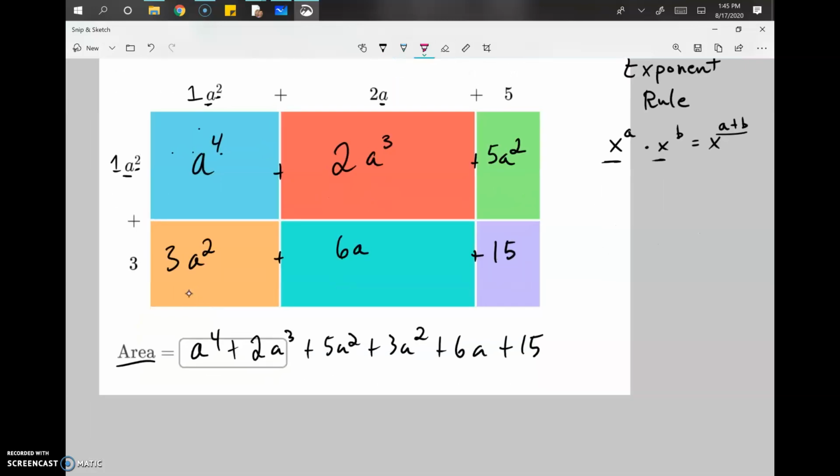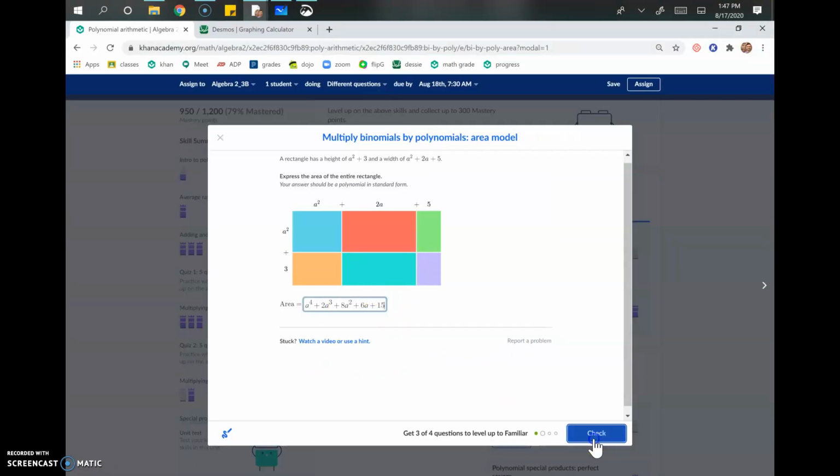Then you'll notice that's an a squared term, and that's an a squared term. Can't we just simplify that instead of saying there's 5 a squareds and then 3 more? Let's just simplify that and say there's 8a squareds. And that's my final answer. Let's make sure. Boom, it's right. Okay, awesome. Example number 2.